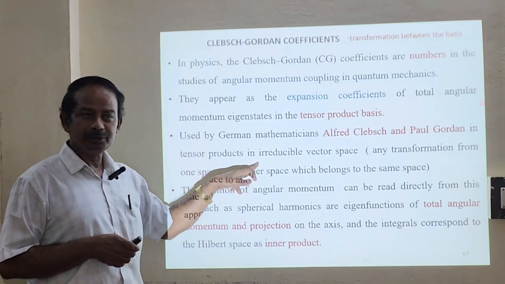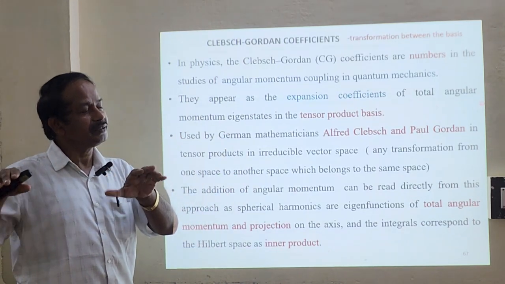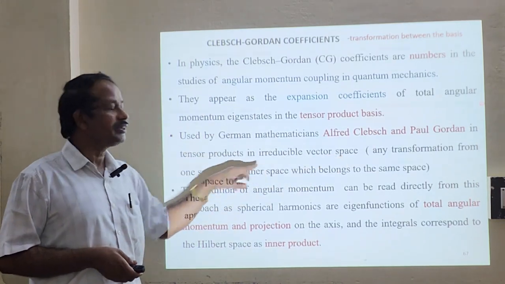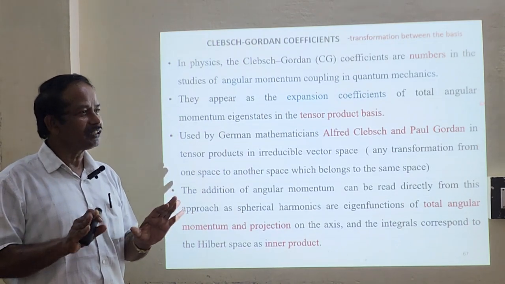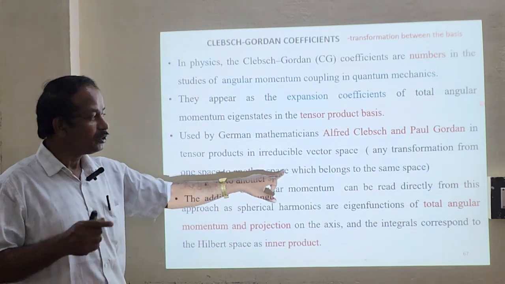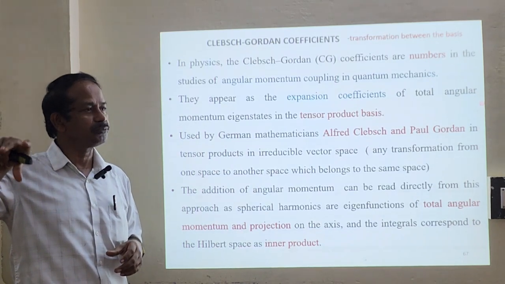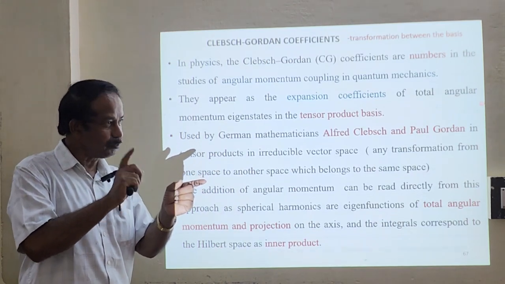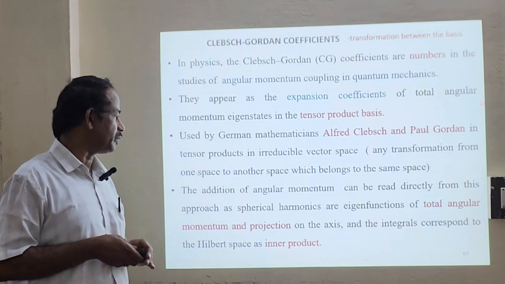They used the irreducible vector space in the sense that before coupling, and after coupling also, the space will be the same. What we call the irreducible vector space. The space in which both the couplings will take place is the same space. So any transformation from one space into another space belongs to the same space. So you have uncoupled, that will take place in one space. Then after the transformation, this will become the coupled space, correct? The coupled one also will have the same space. So that is what we call the irreducible vector space.